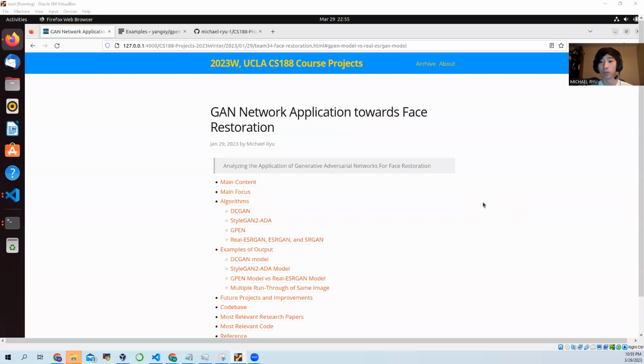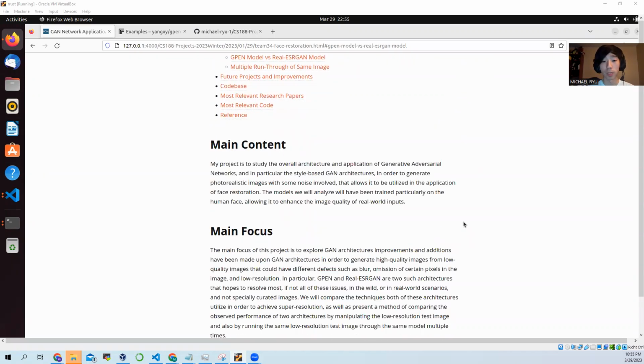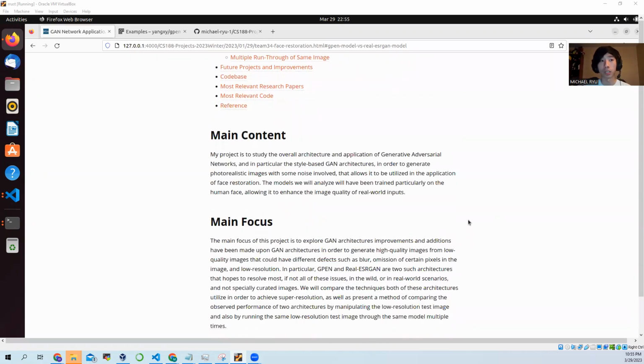Hello, my name is Michael Rue, and my project is on GAN network application towards face restoration. The main focus of my project is to study, in general, GAN architecture, starting from the more simple ones, such as DC GAN, going up towards style-based architectures, and going towards super resolution models, as well as models that are focused to take in degraded low-quality images and output a high-quality image.